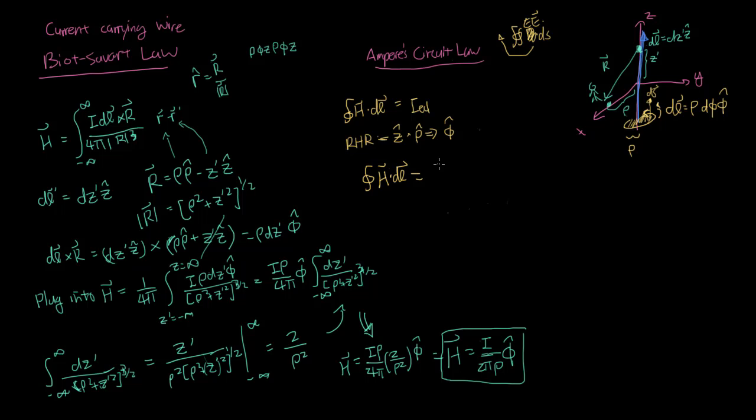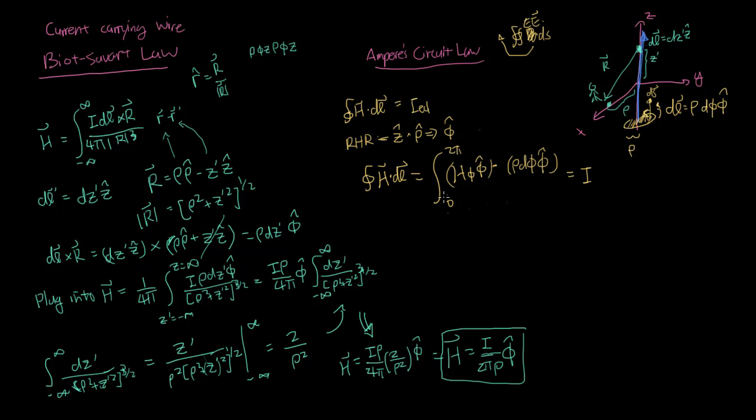Let's just write out what H dot dl is. In this case, we can say that H is only going to have a phi component, phi hat. We used our right-hand rule and intuited that it's going to be in the phi hat direction, so it'll only have a phi component. Then we're going to take the dot product with our dl, which we have previously found to be rho d phi in the phi direction. And then we're doing a closed integral, so we're going to integrate this from 0 to 2 pi. Right? And that's going to be equal to I enclosed, which is just going to be the current here.